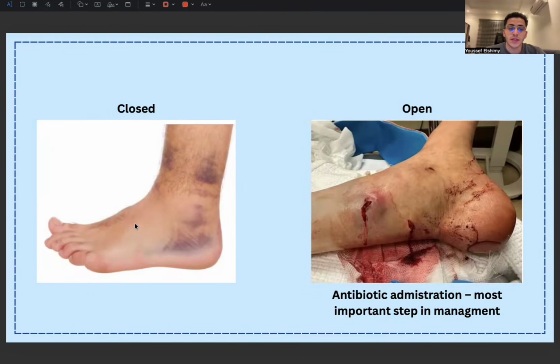So this is a closed trauma. You can see that the skin is still intact. There are no openings, but you can find extensive soft tissue injury, and on imaging, you can find fractures or dislocations too. This is an open wound or an open trauma. As you can see, the bone breached the skin, leading to openings.